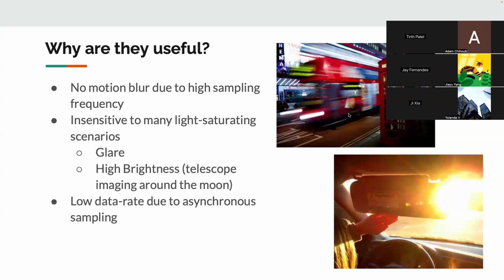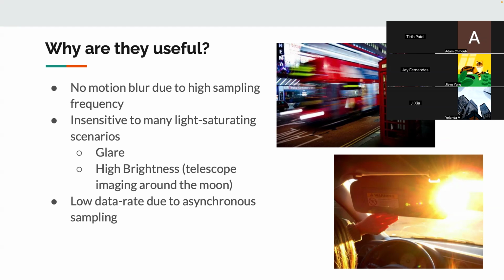Okay, so why are they useful? For one, because you have this really high sampling rate, you have virtually no motion blur. And they're also very insensitive to many light saturating scenarios. Because they're only looking at change, you don't have a situation like the one in the bottom right-hand corner here, like glare. Actually, autonomous driving is something that event-based sensors have a lot of research going on in, and this is one of the things they're worried about. So it's completely agnostic to any light condition because it just focuses on the change.